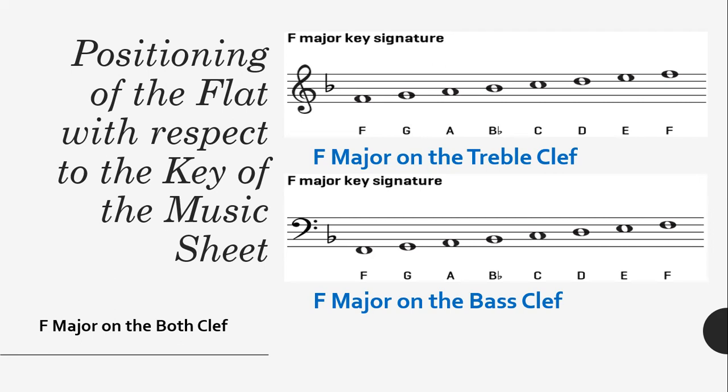So 1 sharp will be G. Then the second one will be D. Then the third one will be A. Is that not so? 3 sharps. And then 4 sharps will be E. Do we understand now?